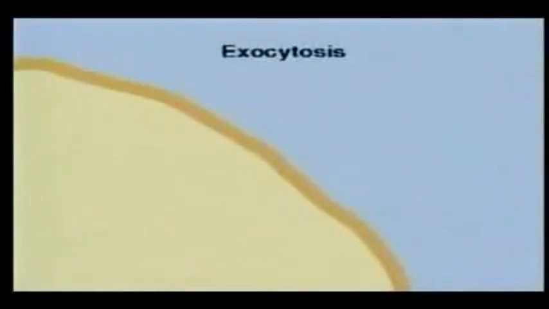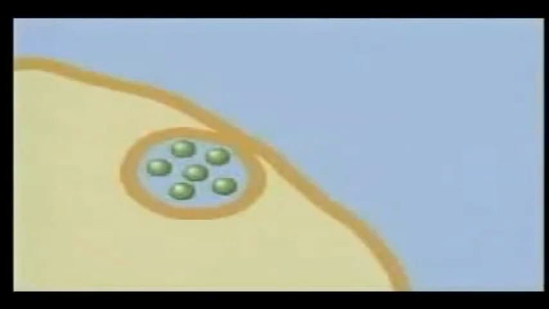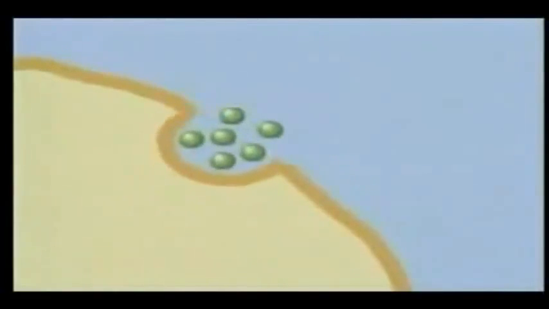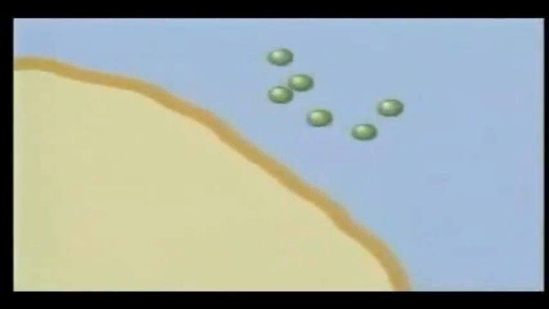Exocytosis is the opposite of endocytosis. Particles are transported out of the cell. A vesicle containing wastes or cell products moves toward the cell membrane. The membrane surrounding the vesicle fuses with the cell membrane. The contents of the vesicle are secreted.